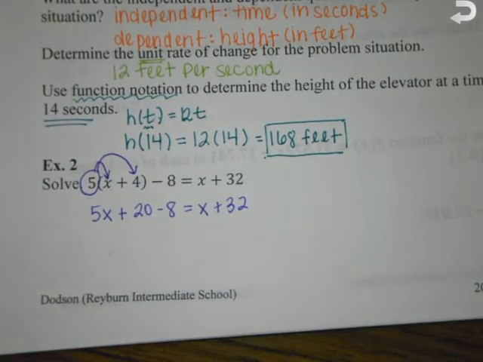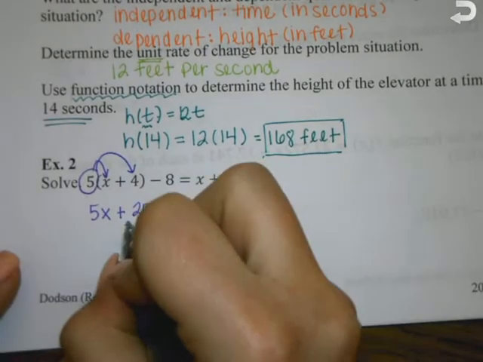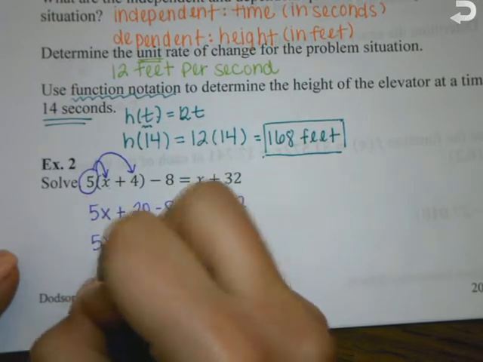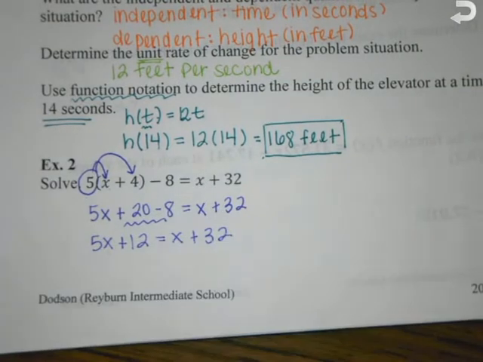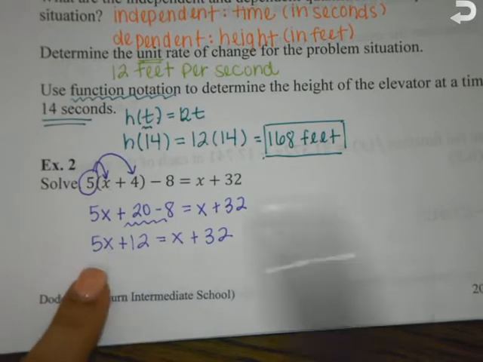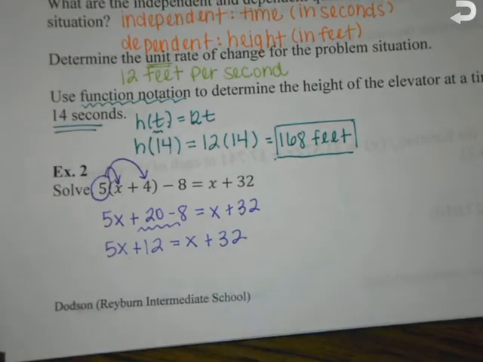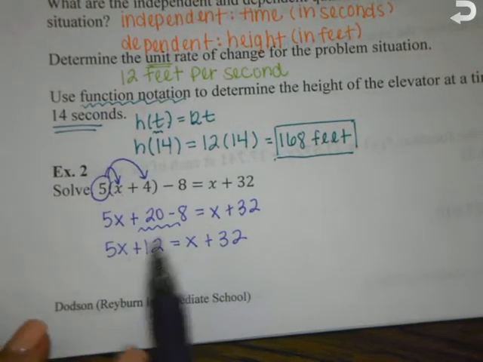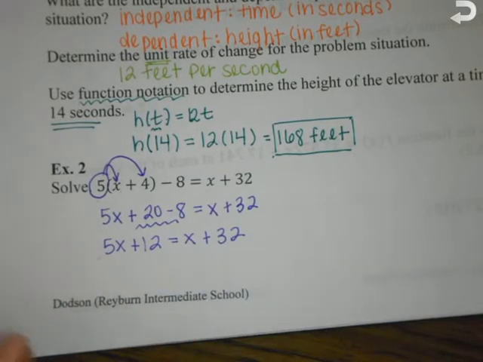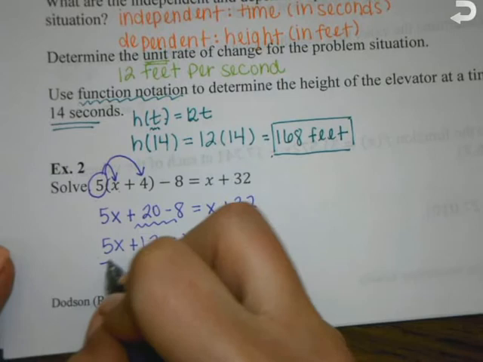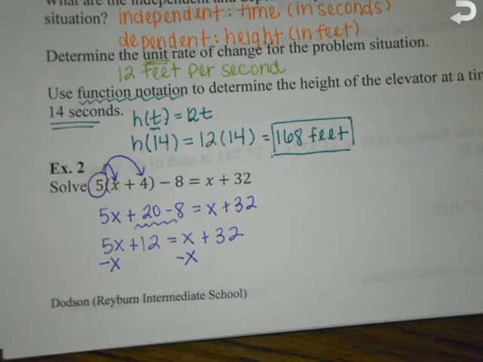Before we start solving everything, let's combine like terms to make it a little easier. What would 20 minus 8 be? 12. So plus 12 equals x plus 32. Now we kind of have a problem. I have 5x on the left, 1x on the right, and I want to get them together. Can I just add them? No, because they're on opposite sides of the equal sign. So how could I move that 1x to the other side? Subtract it. Subtract x from both sides, because whatever you do to one side, you have to do to the other.